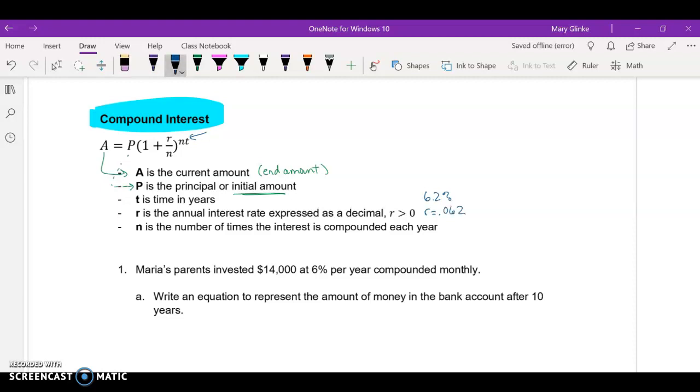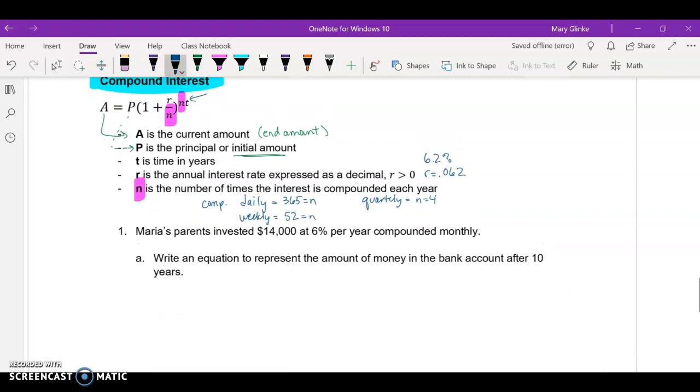So the only thing that is different is that you have this divided by n by your rate and times n by your time. So n is going to be the number of times something is compounded each year. So you might see something that's compounded daily. That would be 365 for n because there are 365 days in a year. If it says weekly, we're going to use 52 for your n value. If it says quarterly, you're going to use n equals 4. If it says monthly, you're going to use 12.